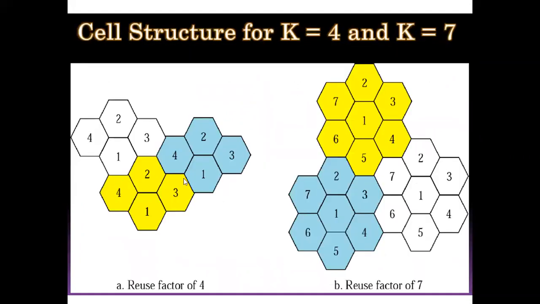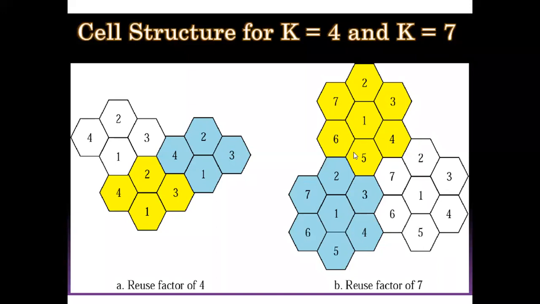You can see 1 2 3 4 in different colors. So the cluster size is 4. Another cluster is 1 2 3 4, then again another cluster 1 2 3 4. And if the reuse vector is 7, then 1 2 3 4 5 6 7, then again 1 2 3 4 5 for another cluster. Cluster number 2 is in blue.